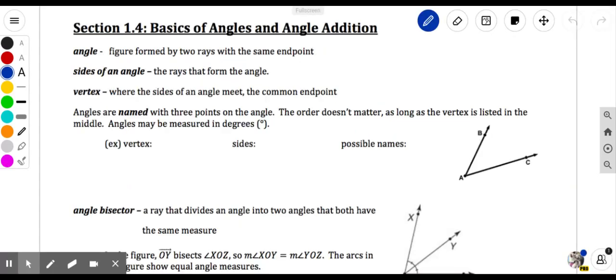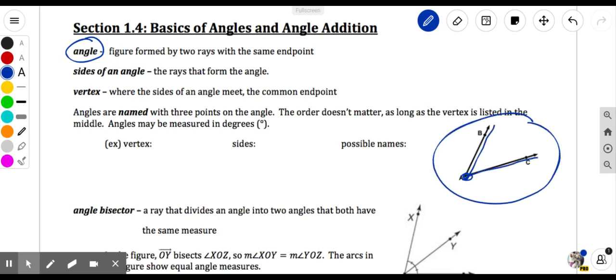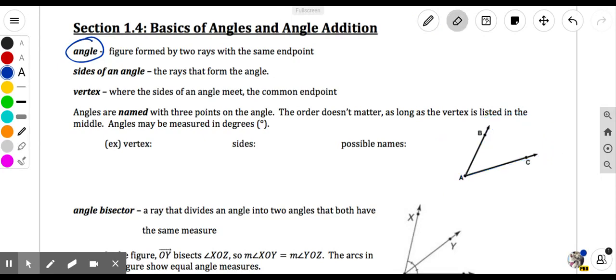Okay, so first we will define an angle. An angle is a figure formed by two rays with the same endpoint. Right here, that's an example of an angle. See how this is a ray, and this is a ray? They have the same endpoint, sort of like opposite rays. Opposite rays technically make an angle, and you'll see why in a second.